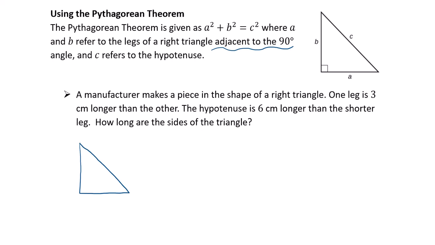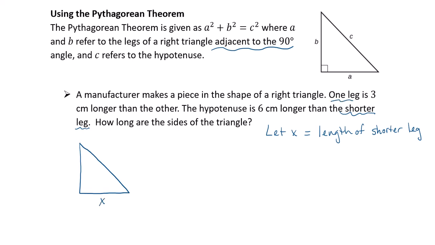So we have a leg that is 3 centimeters longer than the other. And we have the hypotenuse 6 centimeters longer than the shorter leg. So it seems like that shorter leg is the thing we know the least about, and that's how we know what we want our variable to represent. We're going to let x equal the length of the shorter leg. And then we define everything else on that. Let's call this one x, that shorter leg.